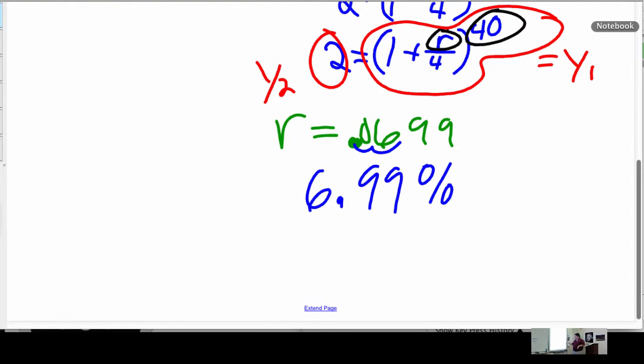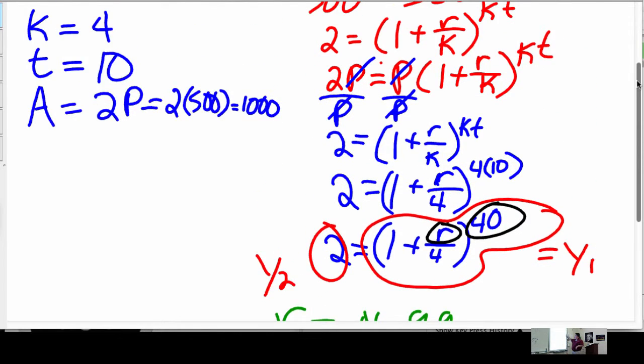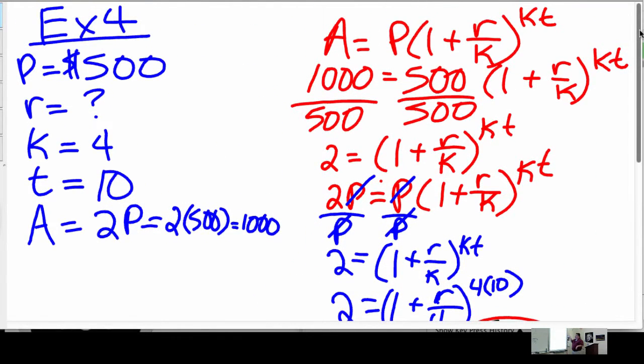So just to recap, if you had $500 and the interest was at 6.99%, and you invested and they compounded the interest quarterly, and you left it in there for 10 years, you would double your money. Does that make sense? That's what we just figured out. Okay? Any questions on that? Okay, good.